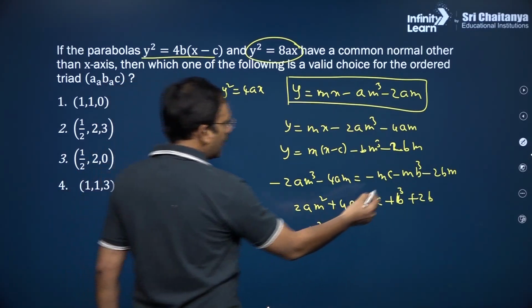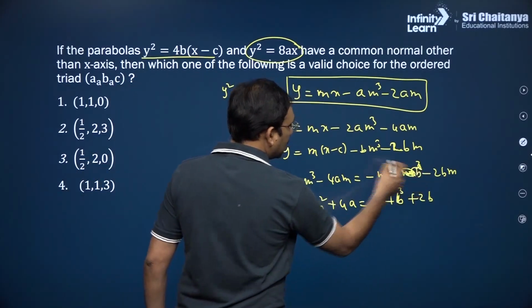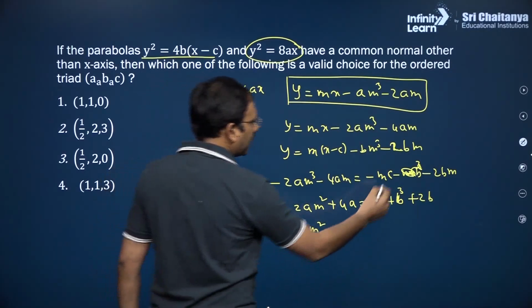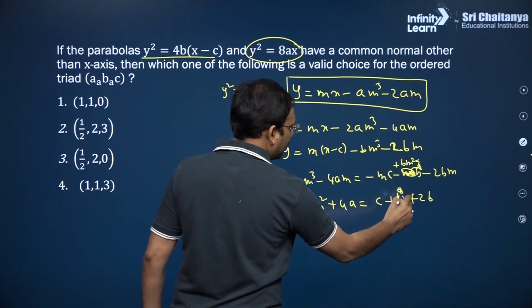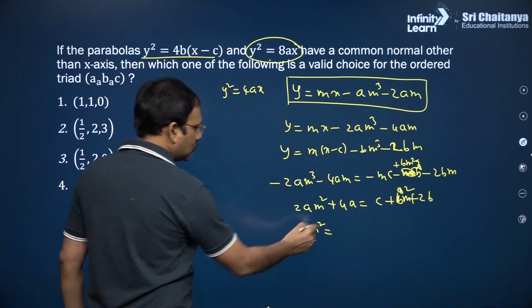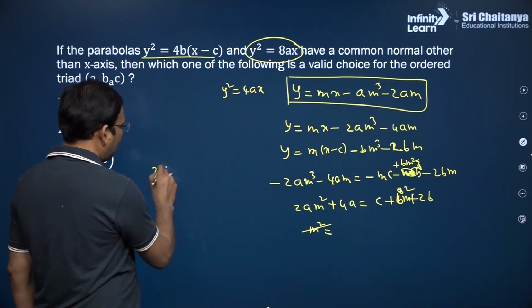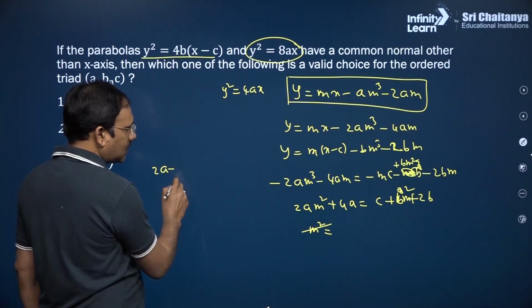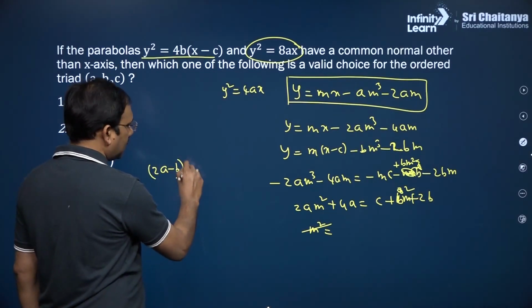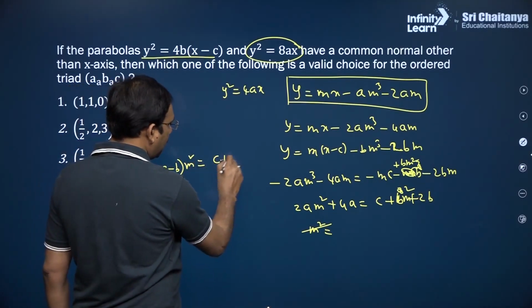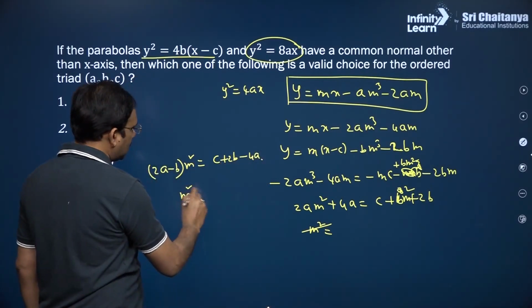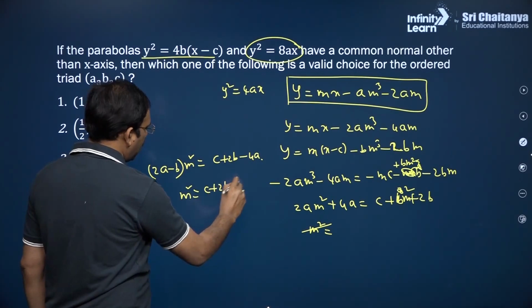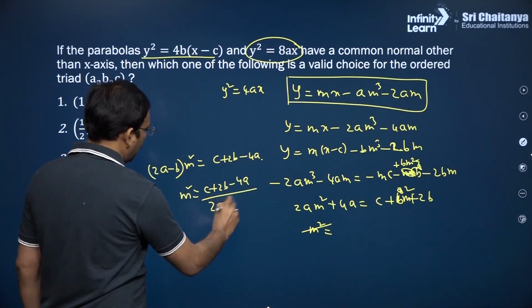So b m cube, this is not m b cube, this is minus b m cube, this becomes plus b m square. Yeah, so you can write, my dear friends, (2a minus b) into m square is equal to c plus 2b minus 4a. So m square is equal to (c plus 2b minus 4a) by (2a minus b).